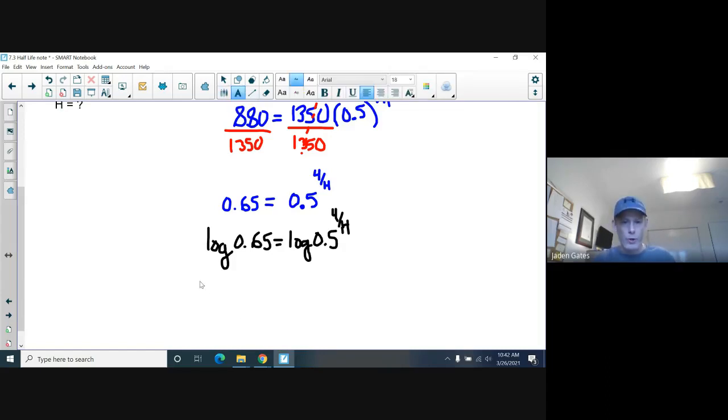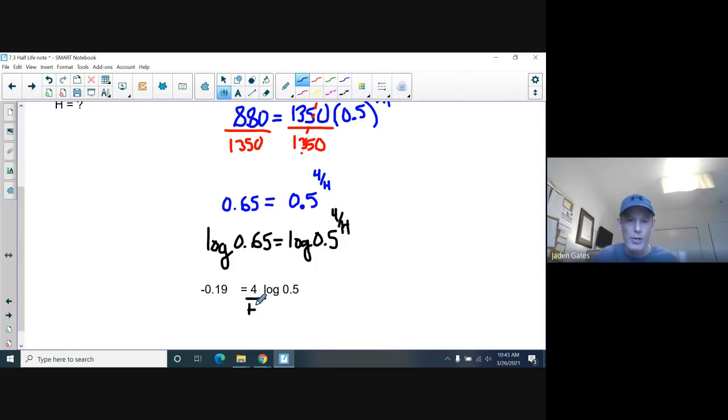Now again, I'm going to take the log of 0.65. So it's probably going to be a negative number again, a real small number. And it is negative 0.19. The reason I'm taking the log again is because I'm using my log rule. So I'm going to have 4, and I'm going to put an H in the bottom, times the log of 0.5. Again, put my 4 in here, my H in here.